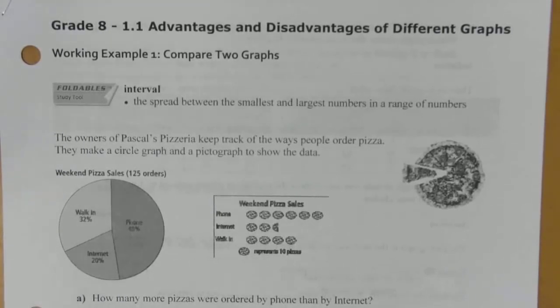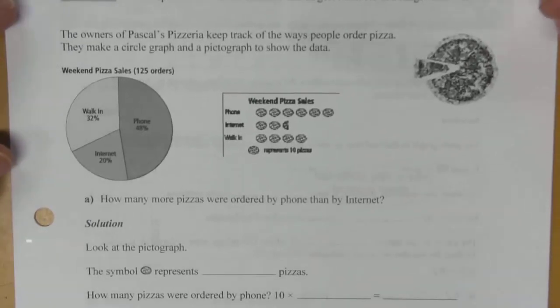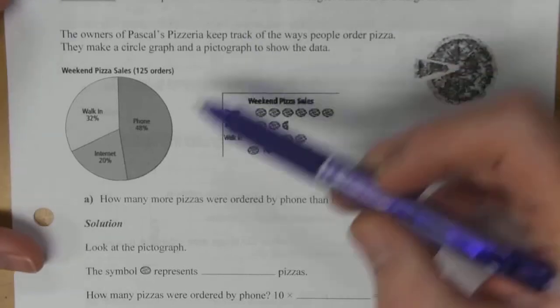Anyway, let's have a look at this example here in the notes. The owners of Pascal's Pizzeria keep track of the ways people order pizza. They make a circle graph and a pictograph to show the data.